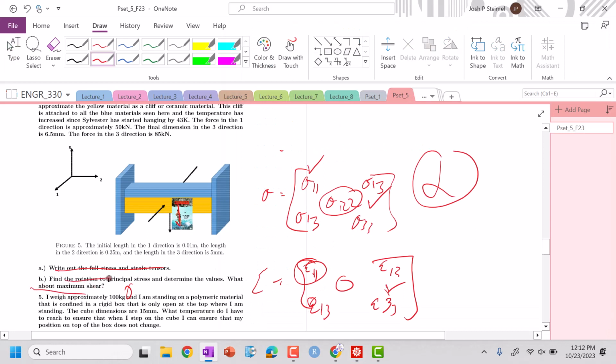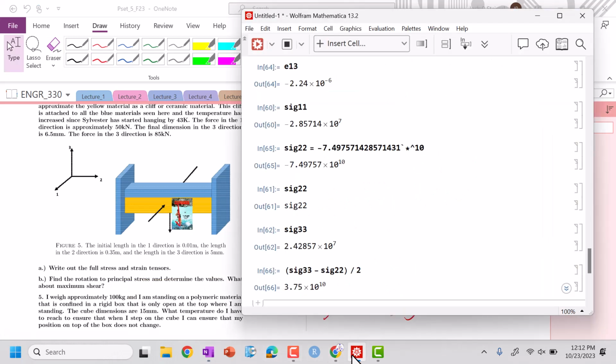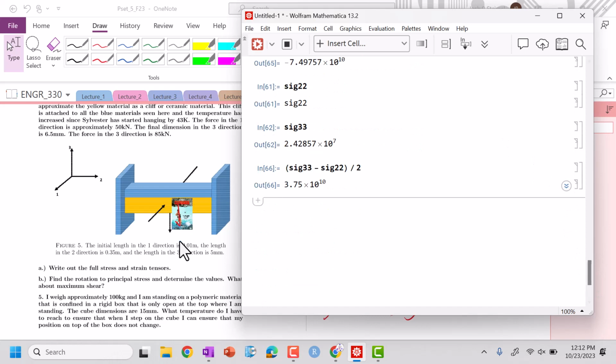Rotation to principal stress, 0, and we have those, actually, ooh, is it 0? We've made a big mistake. We've neglected something very important. We are in plane, we actually have a plane stress state. Actually, do we have a plane stress state?